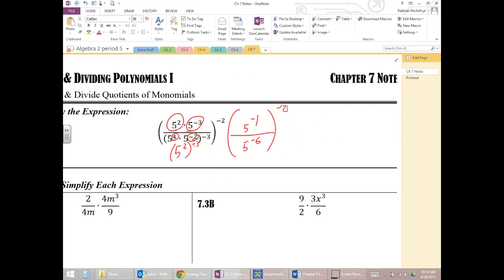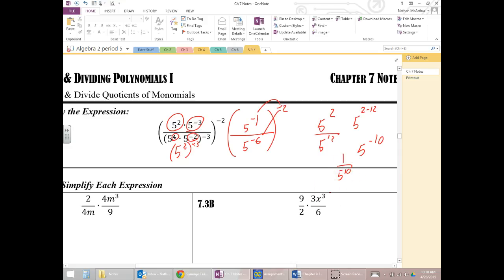So now if I want to, I could take this -2 and distribute it to top and to bottom, and I'd get 5 to the 2 over 5 to the 6. Nope, sorry, 12. If I take 5 to the 2 minus 12, I end up with 5 to the -10. I can't have negative exponents, so that means it goes on bottom. So I have 1 over 5 to the 10. Is that what everyone else got?